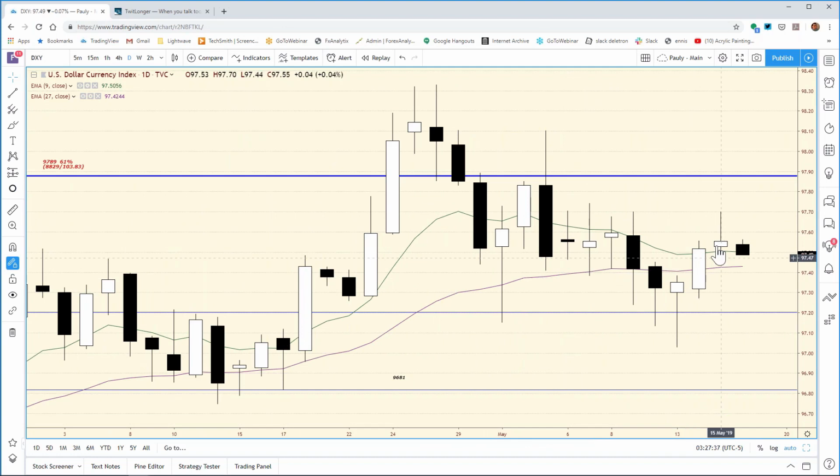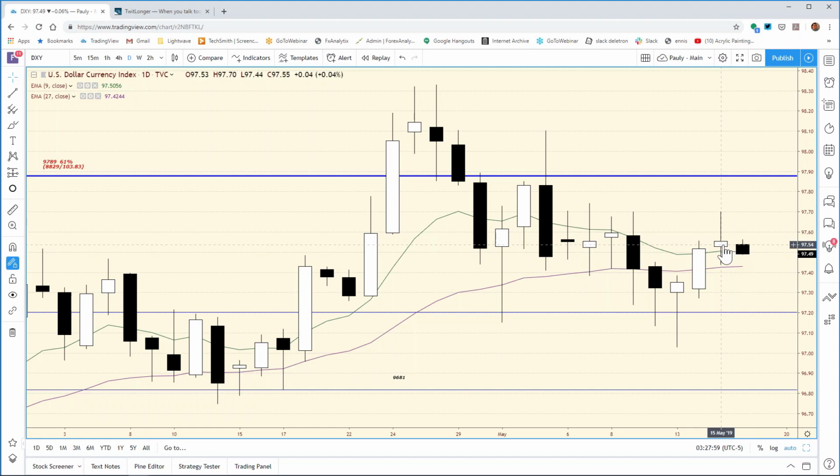Now, right now, this is almost a bit like a little bit of a spinning top, but the market's losing a little bit of momentum. Remember, we had our resistance at 97.69 and we got up to 97.70. And the dollar's held up well, but I think that it's still open to moving lower.